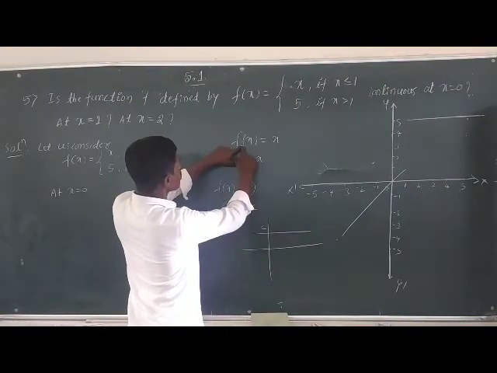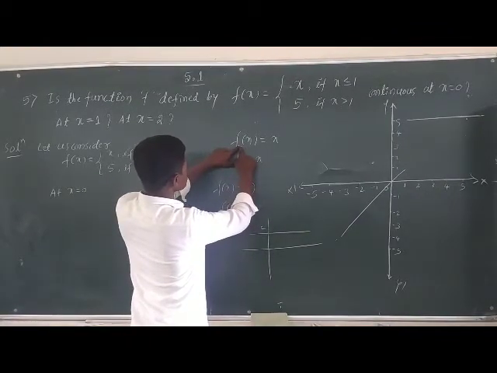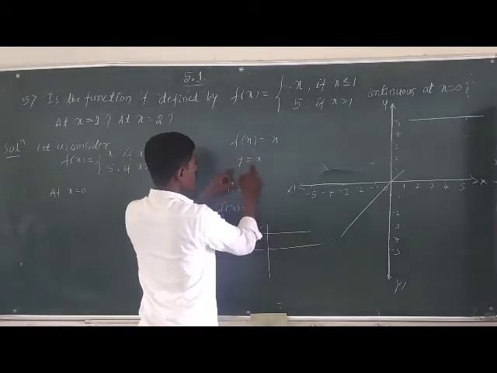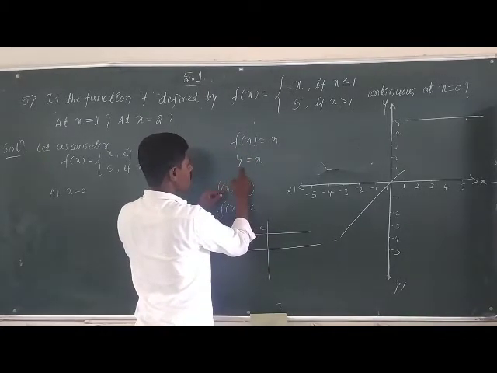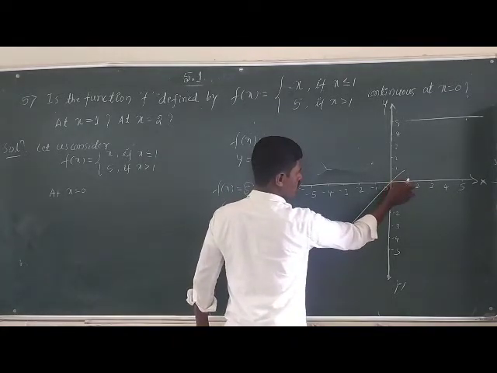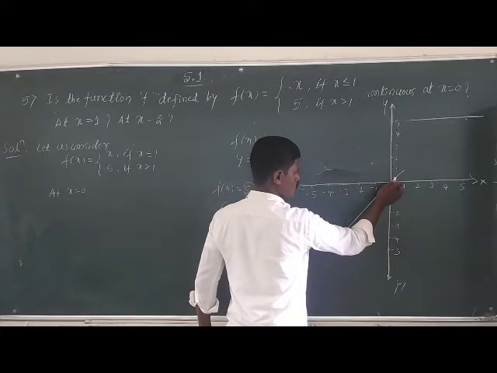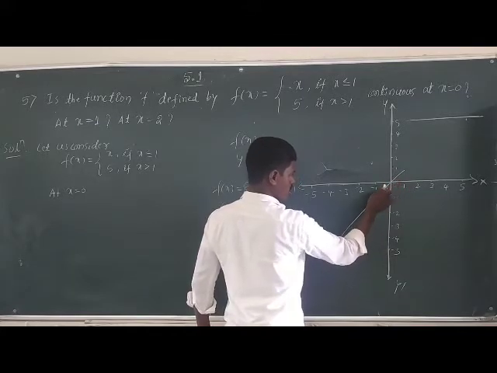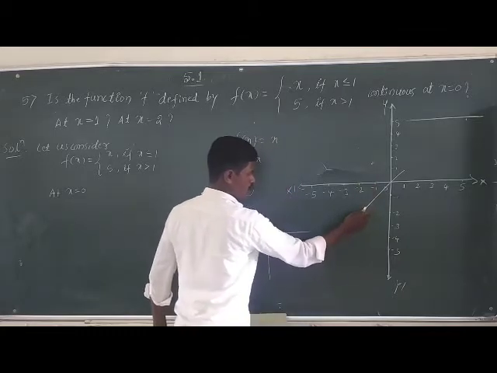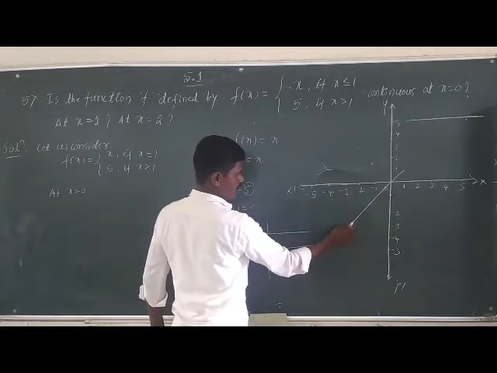Students, see here, when the function is f of x is equal to x, it is nothing but an identity function. For any value of x, you get the same y. If x is equal to 1, y is equal to 1. If x is equal to 0, y is equal to 0. If x is equal to minus 1, y is equal to minus 1. If x is equal to minus 2, y is equal to minus 2. If x is equal to minus 3, y is equal to minus 3.